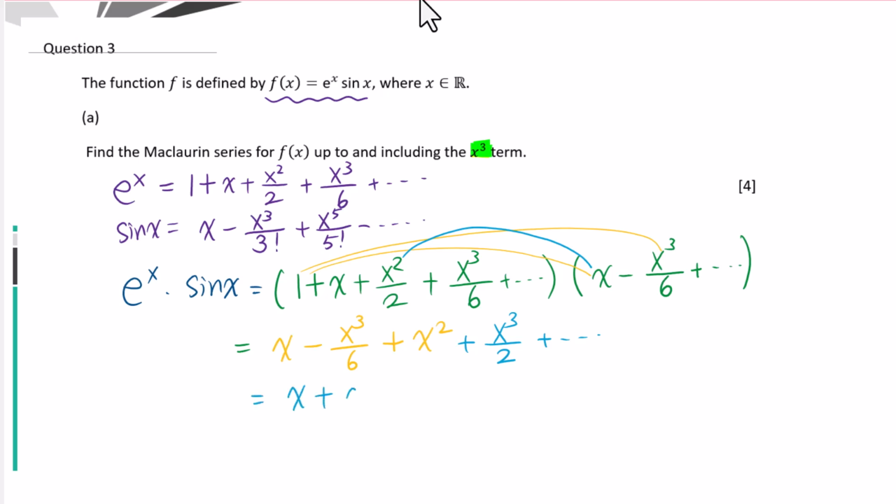x plus x squared plus negative 1 over 6 plus 1 over 2, which is 2 over 6, which is 1 over 3. So, 1 over 3 x to the third power.